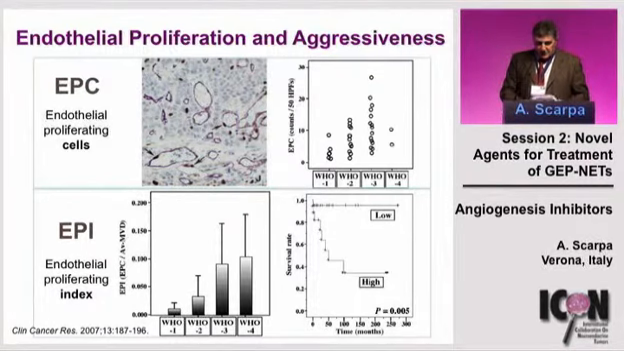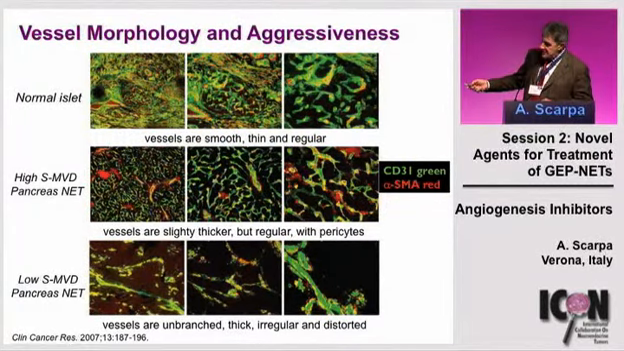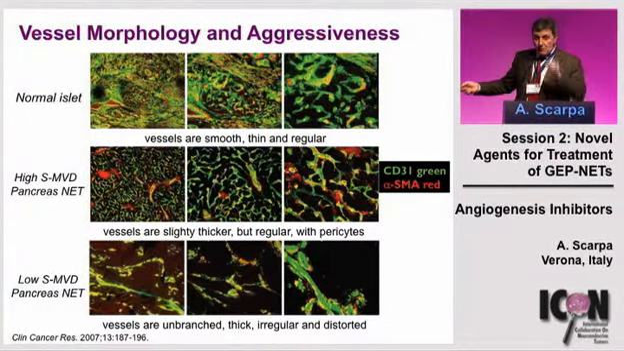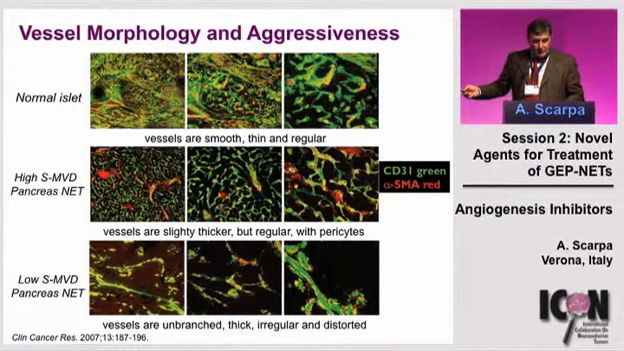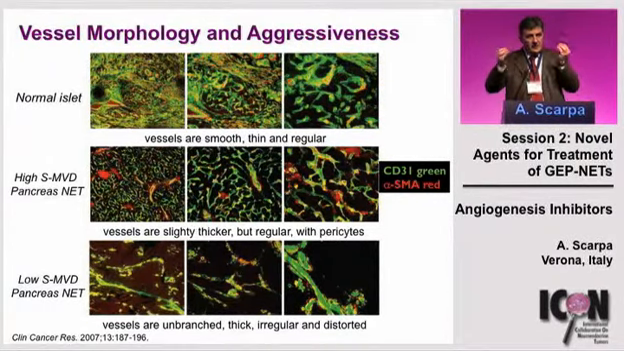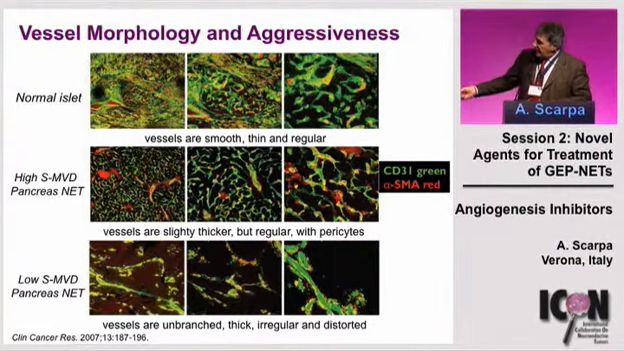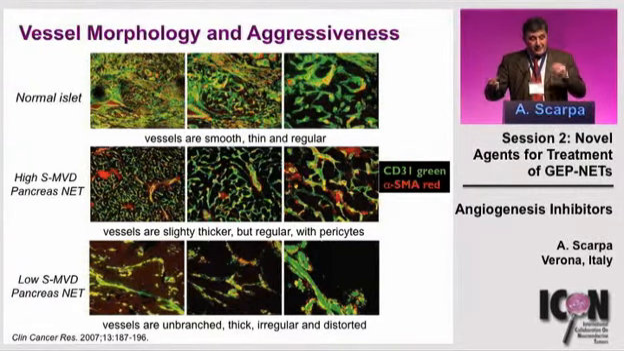So to make a long story short, what happens is that in normal islets, you have vessels that are smooth, thin, regular, and they become thicker in well-differentiated tumors, but still they retain their regularity, and they are fully covered by many pericytes. When you go to low vessel densities, so to higher class diseases, you find that the vessels are thick, unbranched, and fewer. You find many buds, but still they are covered by pericytes.